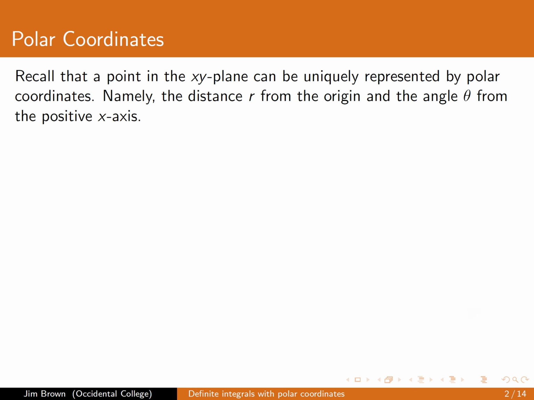Recall that normally when we're looking at a point in the xy plane, we say its x direction and its y direction, and that uniquely determines a point. We can also uniquely determine it with polar coordinates. So the polar coordinates are r, which is our distance from the origin, and then theta, which is the angle from the positive x-axis.